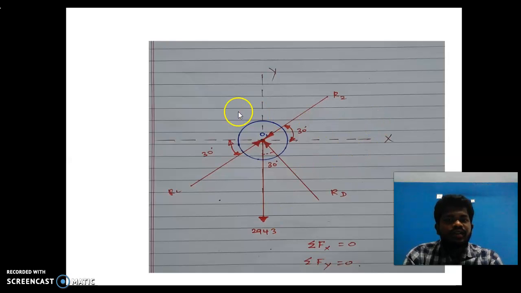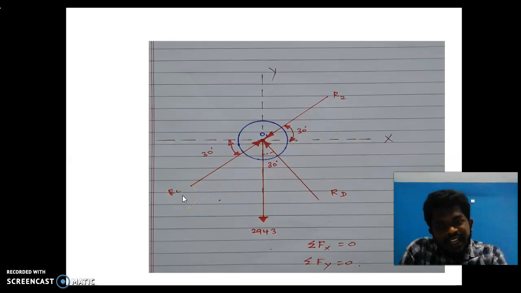Okay, this is the free body diagram of pipe A. This is the weight force. The pipe A center point is O1. We place the rectangular coordinate system at O1, X and Y. Then we apply all the known forces acting on it. The weight force is 2943 Newton, and the weight force is always vertically downward.